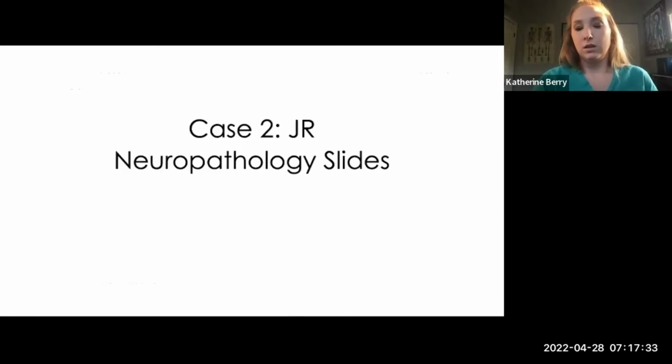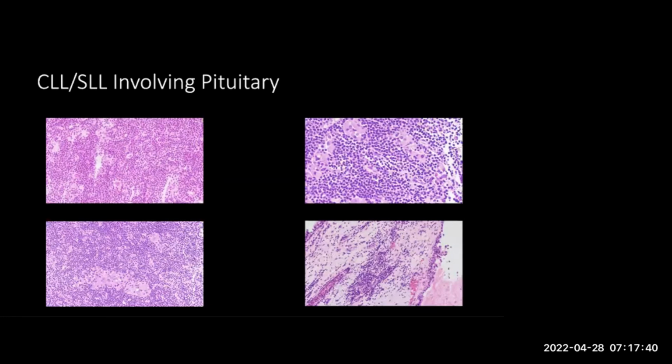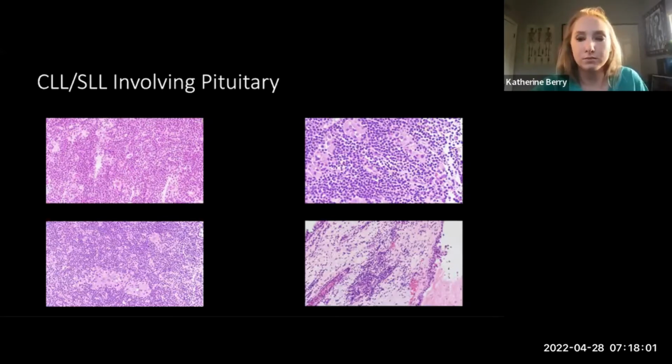So let's see this neuropath. Dr. Goldstein. Yes. Thank you. So this is interesting because you're saying that this 69-year-old person is coming with a history of macroadenoma. Was it resected before? Partially. Partially resected.